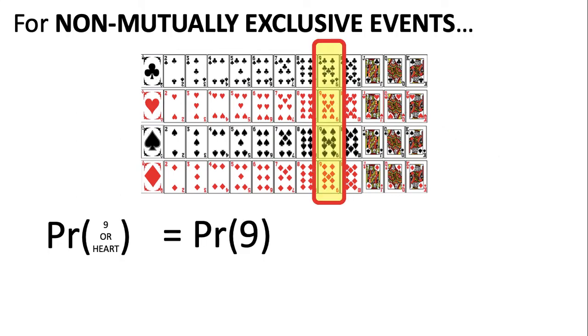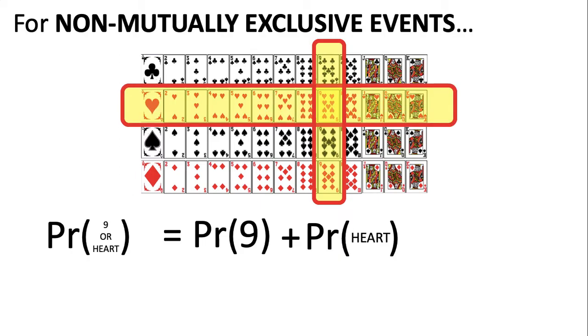So the probability of getting a 9, you can see all the events there, plus the probability of getting a heart, but we've got a problem there that we've counted the 9 of hearts twice. So we need to say that the probability of getting a 9 or a heart is the probability of a 9 plus the probability of a heart minus the probability of the 9 of hearts, just so that we don't count it twice.